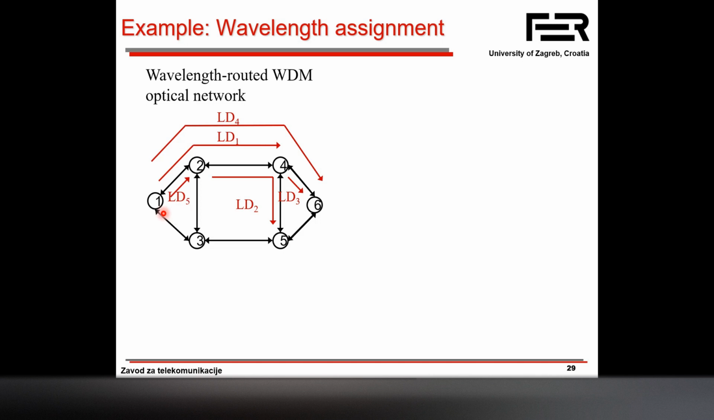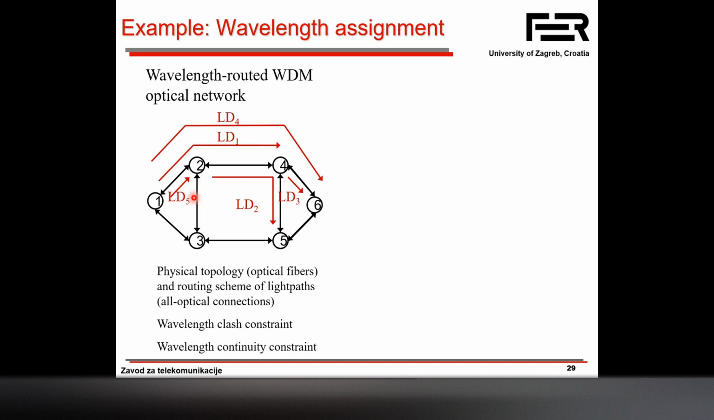We're looking at this routing scheme. This is our actual physical topology. These black lines show our actual physical topology in terms of optical fibers, and these red lines represent so-called light paths or routing schemes. For example, node 1 wants to communicate with node 6.